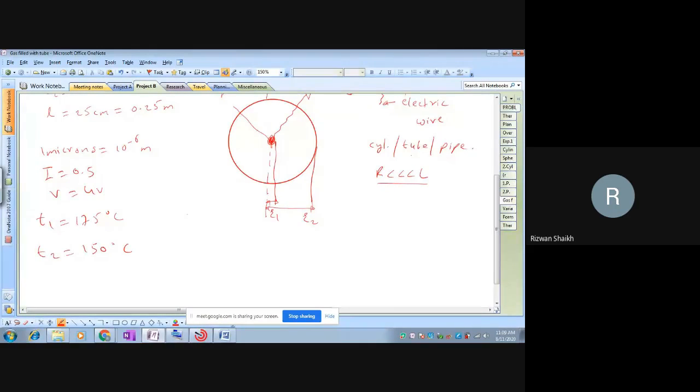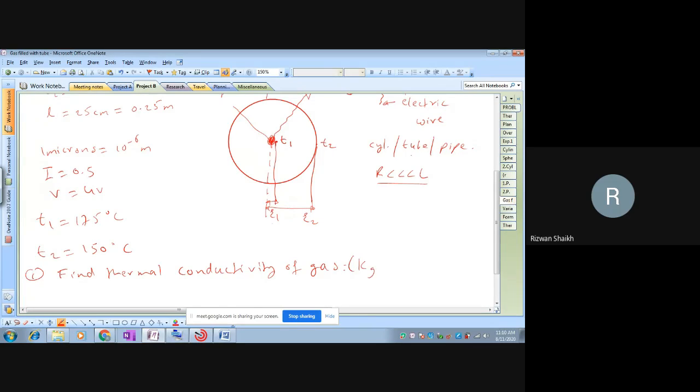So how can I plot this 175? This is the temperature of the filament, temperature T1, and this is the temperature T2. Is it understood? And now we can calculate the thermal conductivity. So they are asking to calculate the thermal conductivity of the gas.